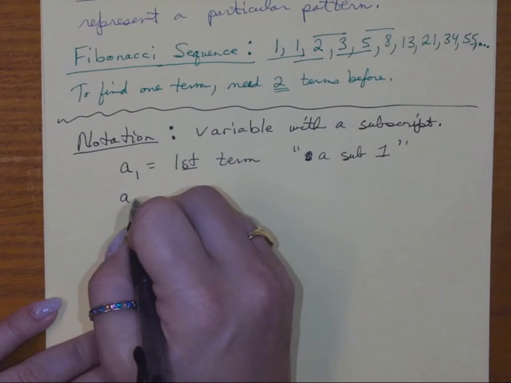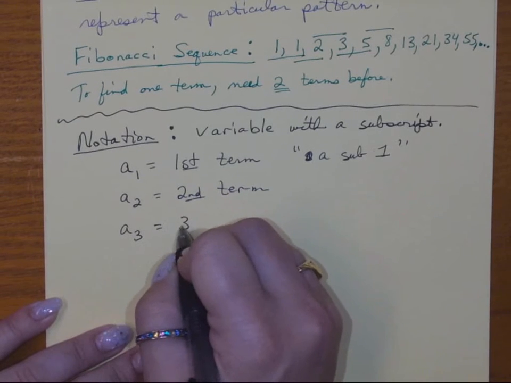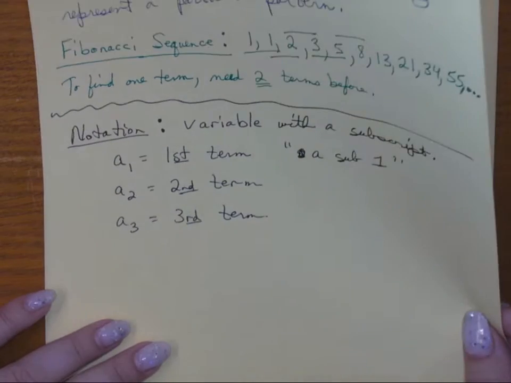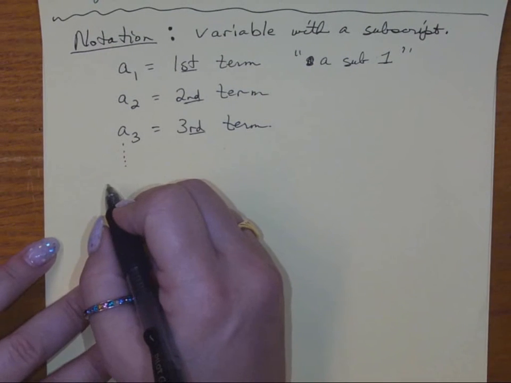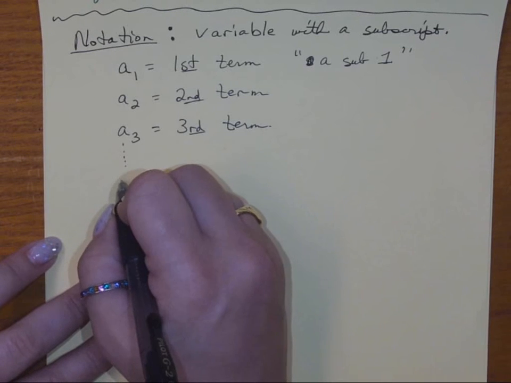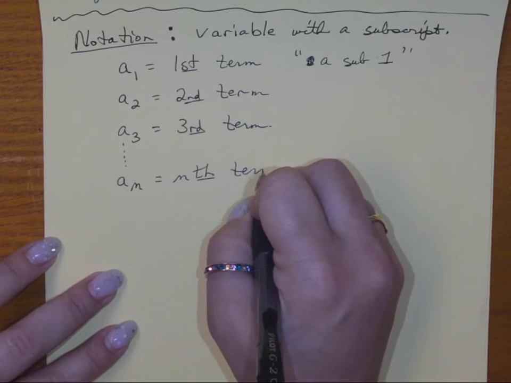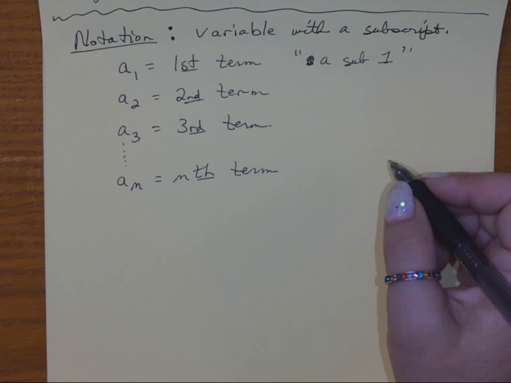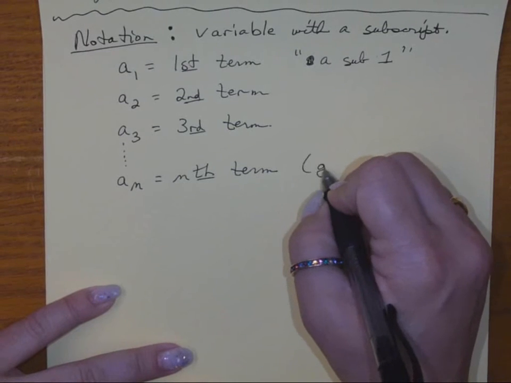So the next one would be A sub 2. That's the second term. A sub 3. That's the third term. And so on and so forth, right? Okay. So eventually, I don't want to always be recursive. We've already talked about that. So I'll have the 4th term and the 5th term and the 6th term and all that. But eventually, I'm going to want the A sub n, which is the nth term. Nth term just means, hey, they're going to tell you, find the 20th term. And I know I can find the 20th term because I have the nth term, which means I have the general pattern.